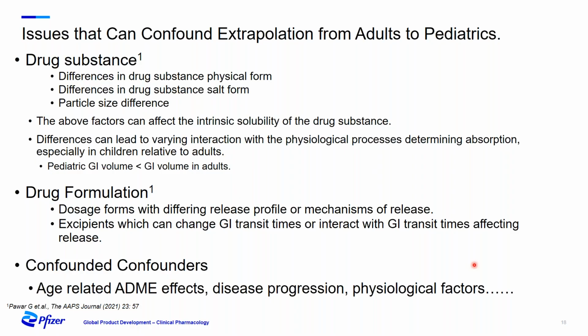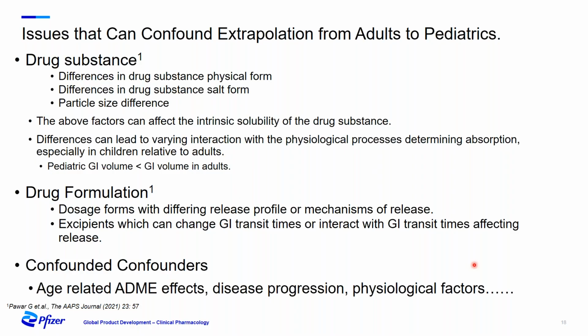Drug formulation: the dosage form release profile is different, or the mechanism of release is different, and we use excipients which can change GI transit time or interact with GI transit times, affecting release. So these can also affect or confound extrapolation from adults to pediatrics. These are the two big-ticket items I think we all should consider when we are considering extrapolation from adults to pediatrics.